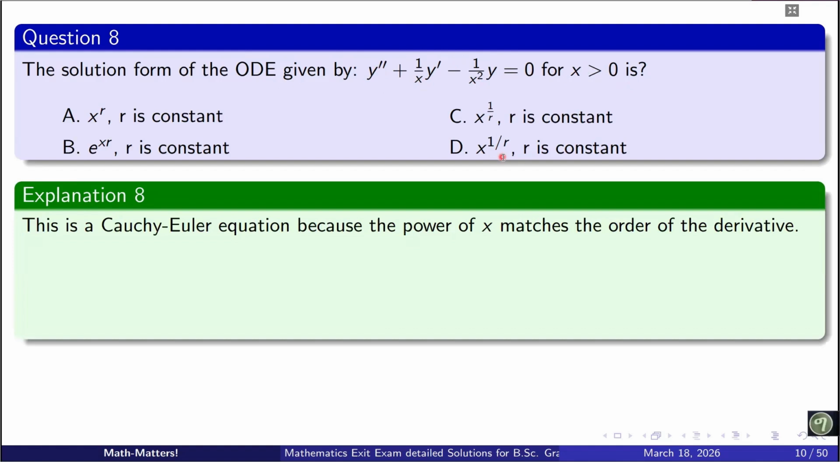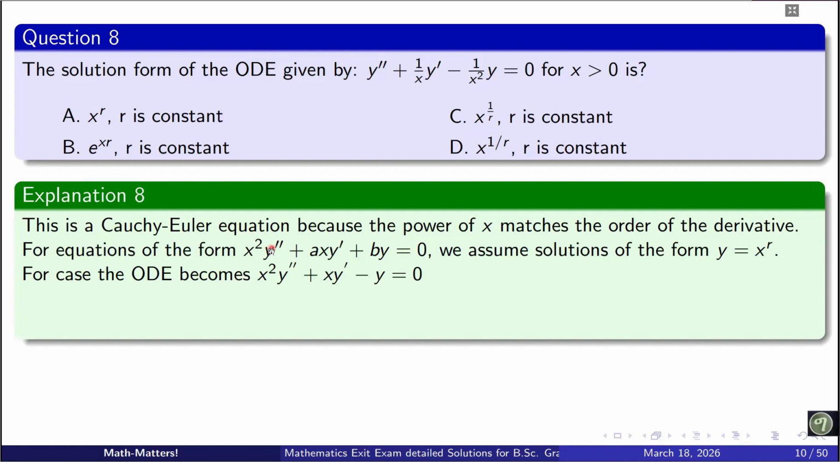And therefore, we know that the given ordinary differential equation is a Cauchy-Euler equation because the power of x matches the order of the derivative. That means if we multiply both sides of this equation by x squared, we have x squared times the second derivative of y, plus x times y derivative, minus y is equal to 0. So the exponent of x is 2, and the order of the derivative is 2, so that it matches.